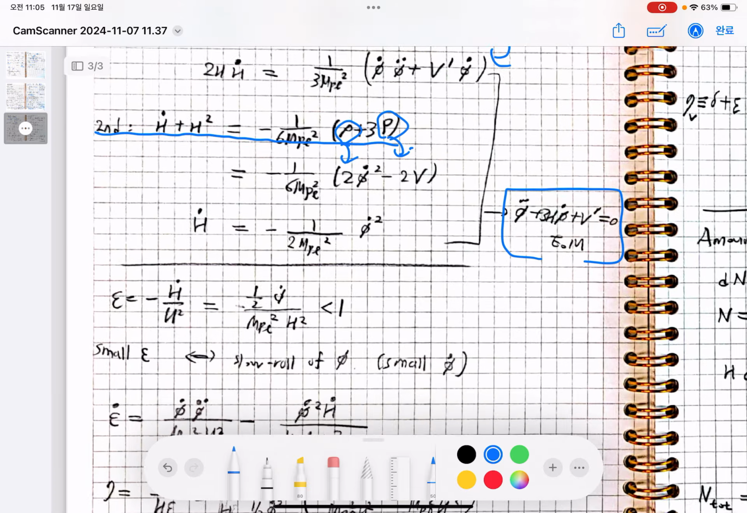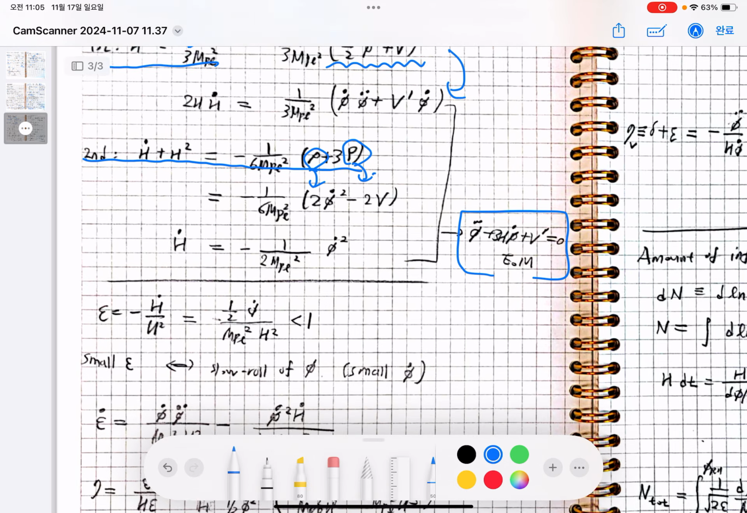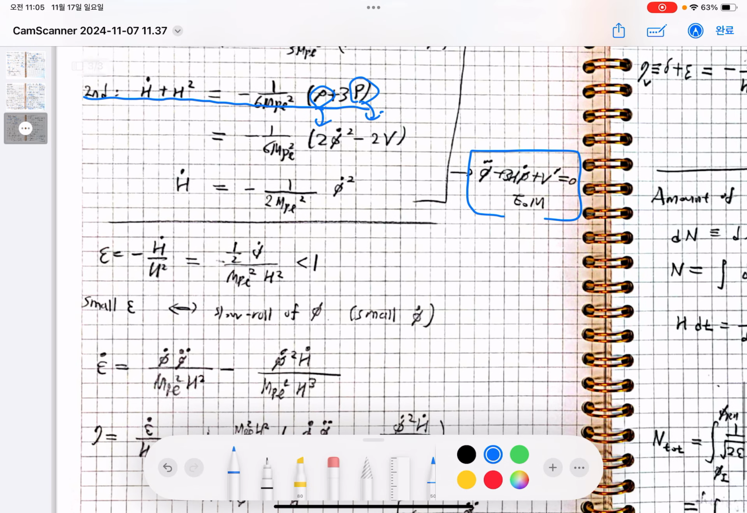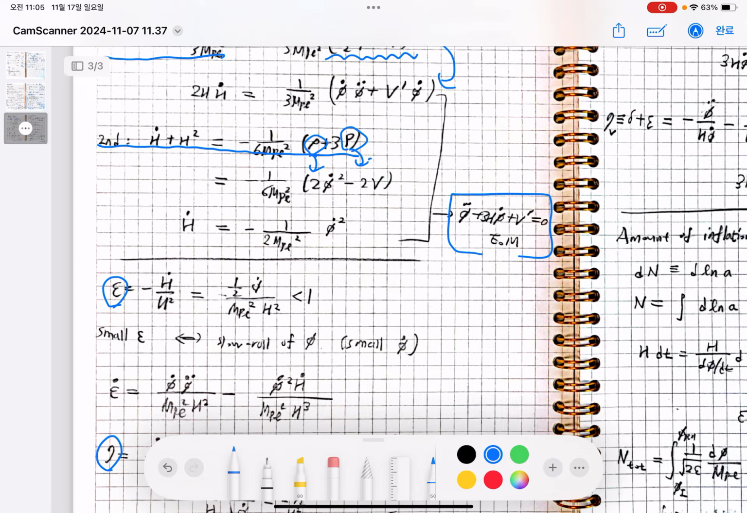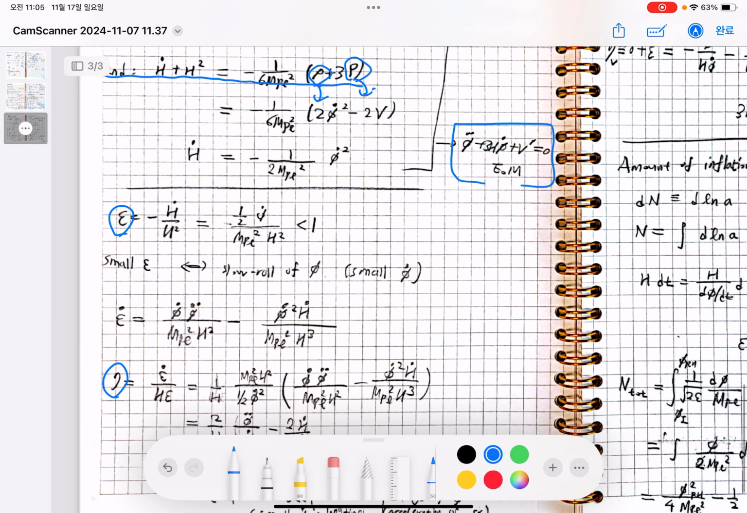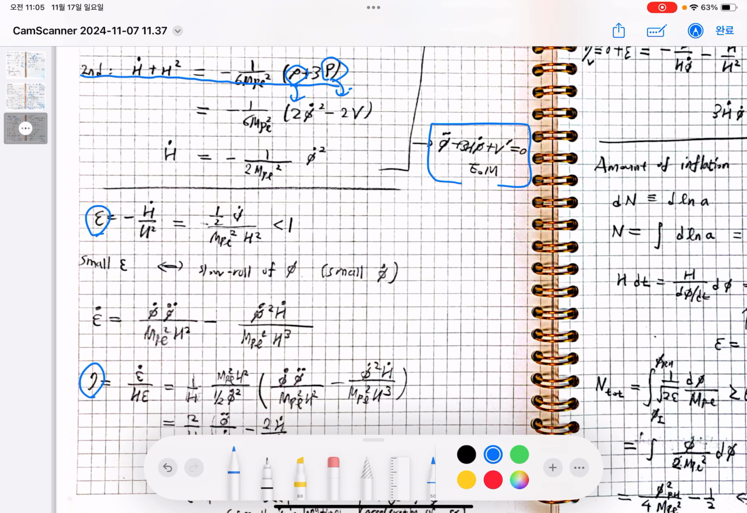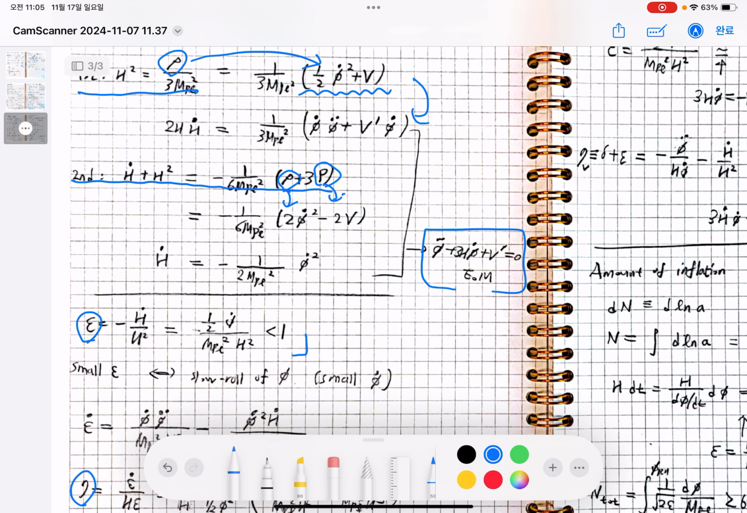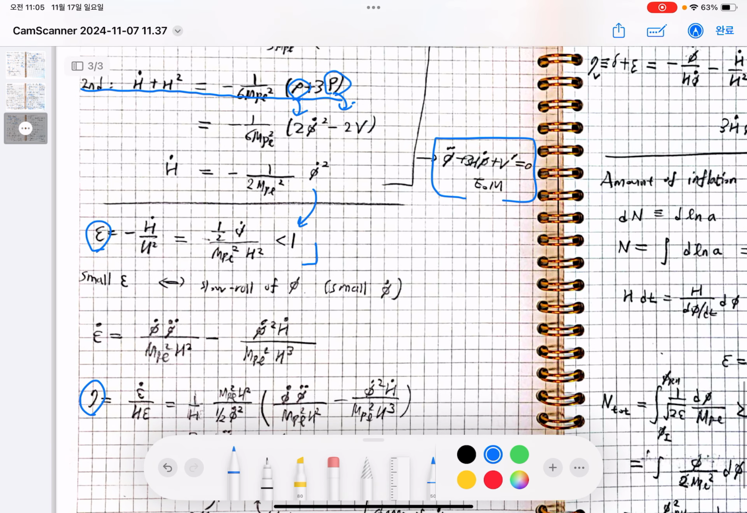And why do we derive it one more time? Because we choose to calculate epsilon and eta, the conditions for inflation, and such epsilon and eta can be expressed in terms of the scalar field. So H dot becomes epsilon; I just insert this result. The small epsilon means the slow roll of φ dot.